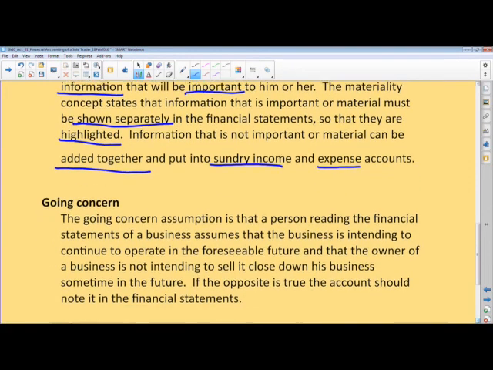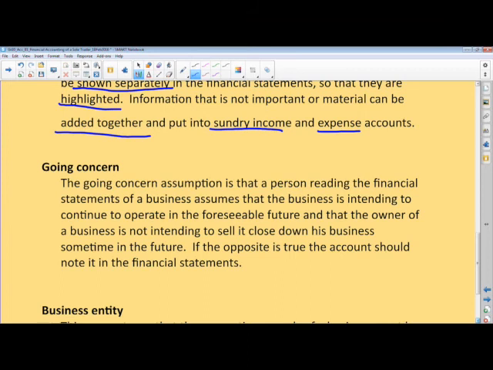Our fifth GAAP principle today will be your going concern. So let's mark it as number 5. The going concern assumption is that a person reading the statements of a business assumes that the business is intending to continue to operate in the foreseeable future and that the owner of the business is not intending to sell or close down his business sometime in the future. If the opposite is true, the accountant should note it in the statement.